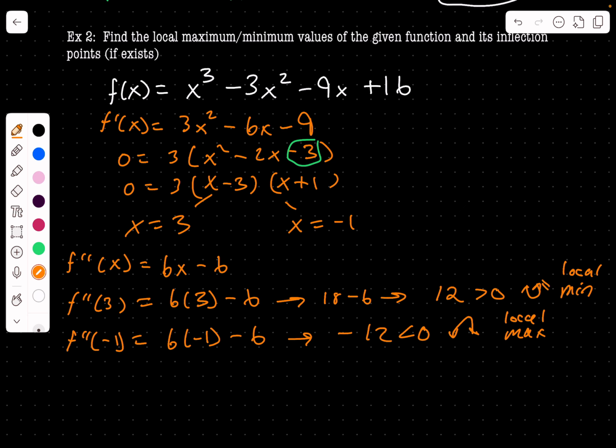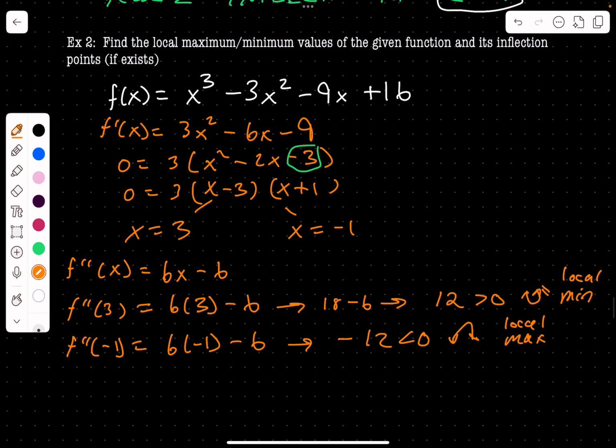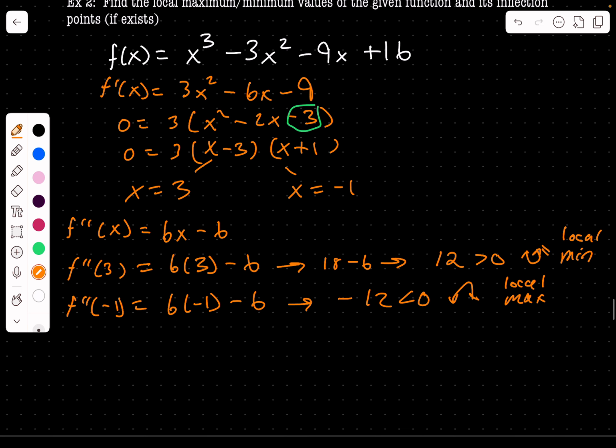Something I'd like to clarify real quick, just in case you're wondering. When we're finding our inflection points, you can't find your inflection points using your first derivative test. You can only use the second derivative test to find your inflection points. Just in case that's something you're wondering, because I remember when I learned this, that's what I was wondering. Okay, let's keep going.